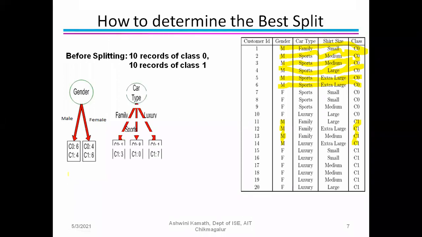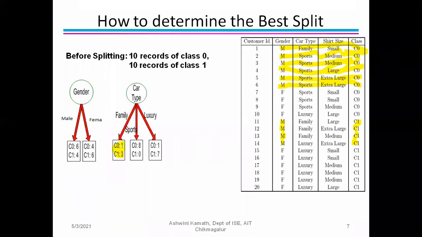Then consider the next attribute, car type. For car type, we have family, sports, and luxury. For family, we have 1 C0 value and 3 C1 values. I hope you understood how to check this value and how it has been written.